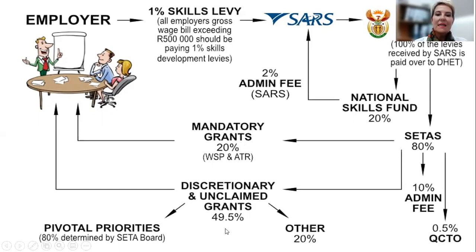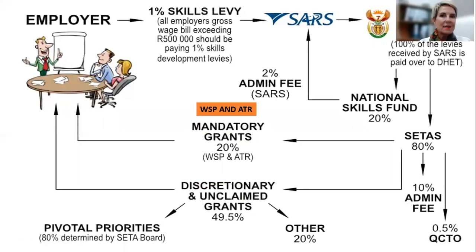And then another 49.5% is discretionary grants. And this is where we have pivotal priorities that the SETA boards will decide on, critical skills, projects that they want to run. And for this 49%, there will be funding windows that will open.